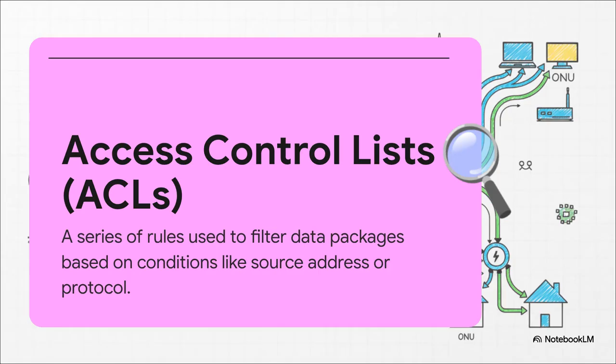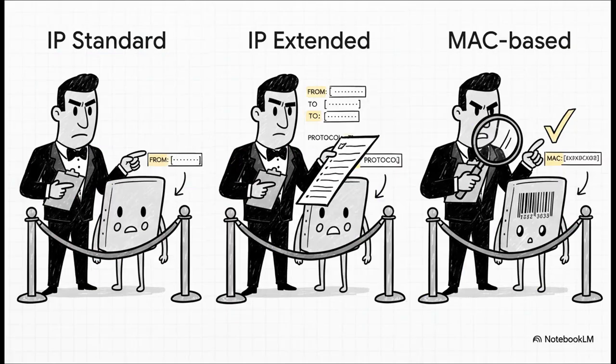Okay, but what about security? This is where access control lists, or ACLs, come into play. The best way to think of an ACL is like a bouncer at a super exclusive club. It has a very strict guest list. When a little packet of data shows up, the ACL checks its ID, its source address, where it's trying to go, and it decides right then and there, are you on the list and allowed in, or do you get bounced? And that bouncer's guest list can be unbelievably specific.